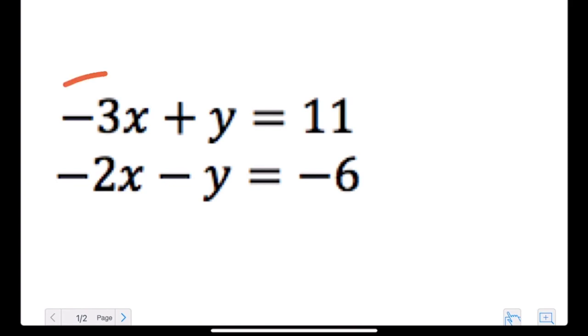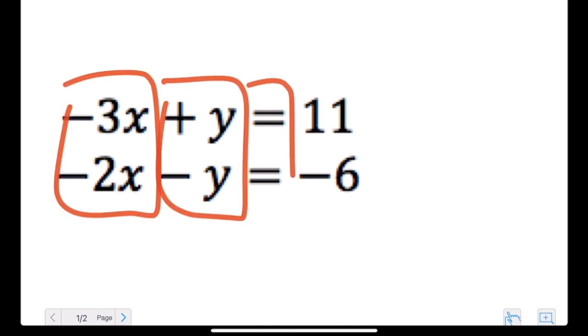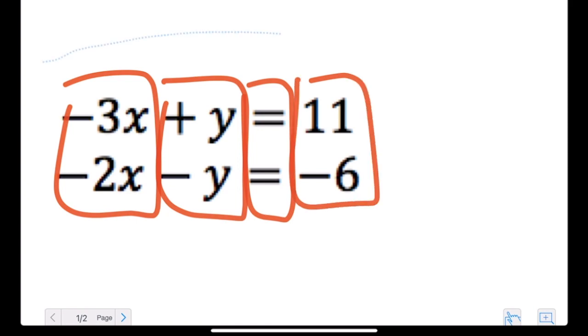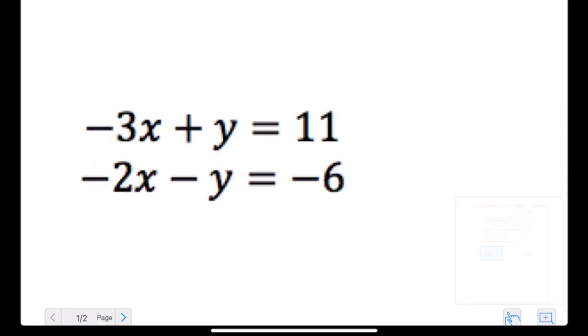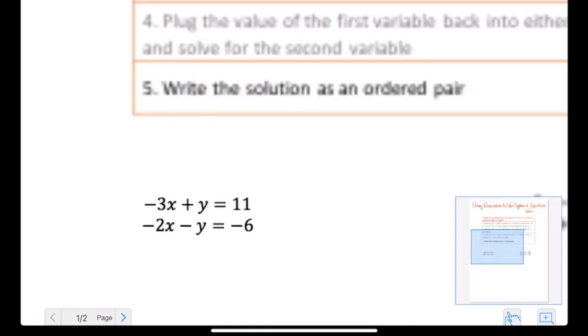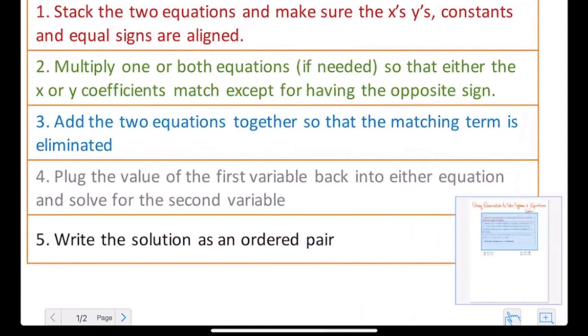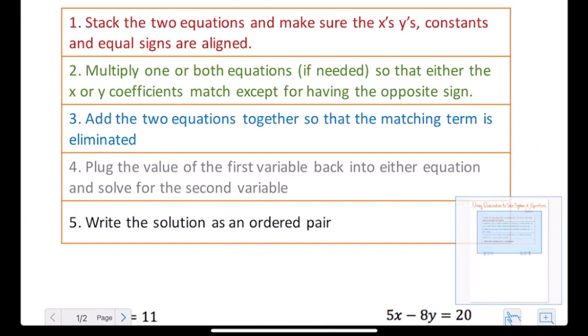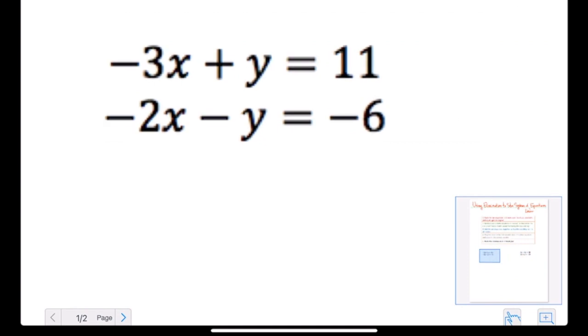So let's do that. Notice your x's are in the first column, your y's are in the next column, your equal signs are in the next column, and your constants are in the next column. So this equation does not need to be reorganized. So for step 2, sometimes you're going to have to multiply either one of the equations or both of the equations by a number so that your coefficients for one of your variables match each other except for having an opposite sign.